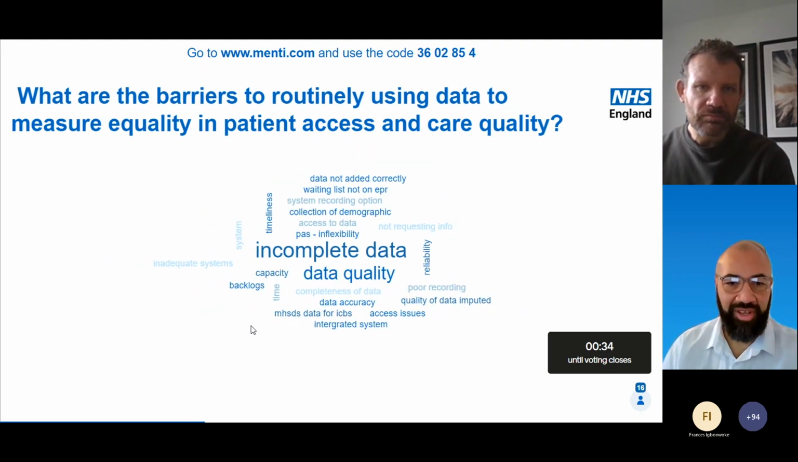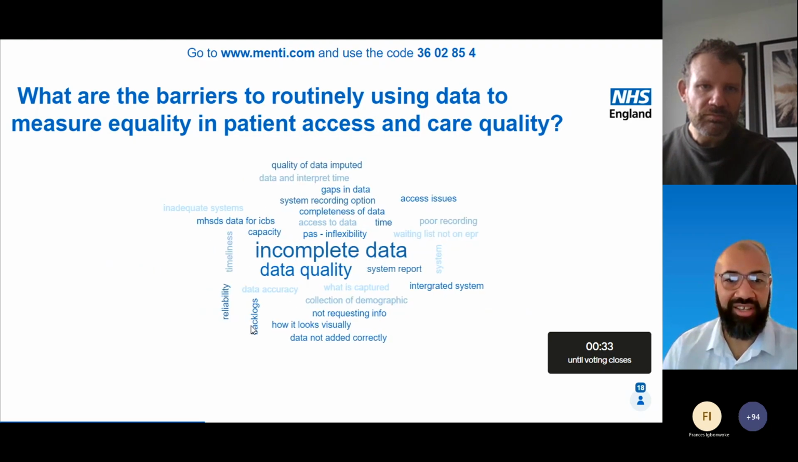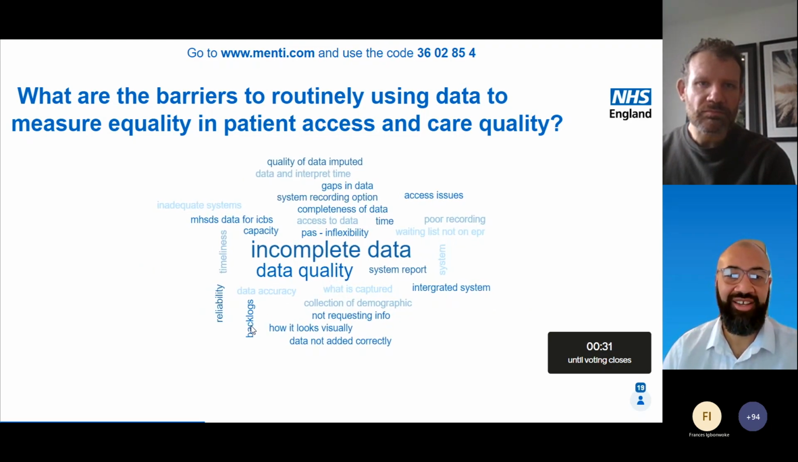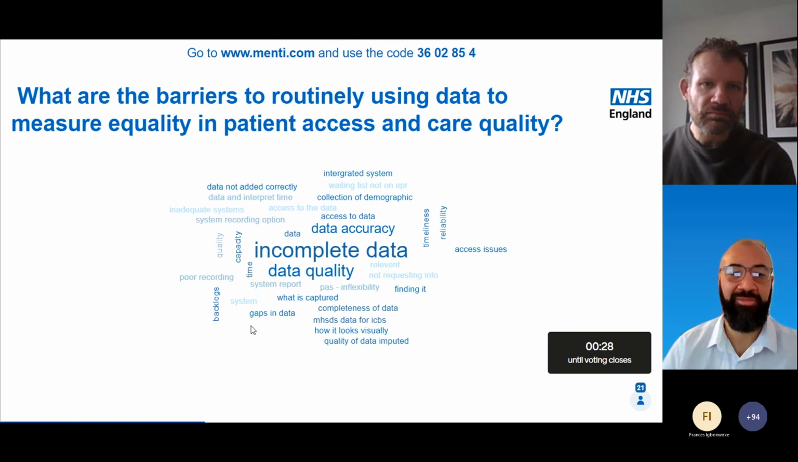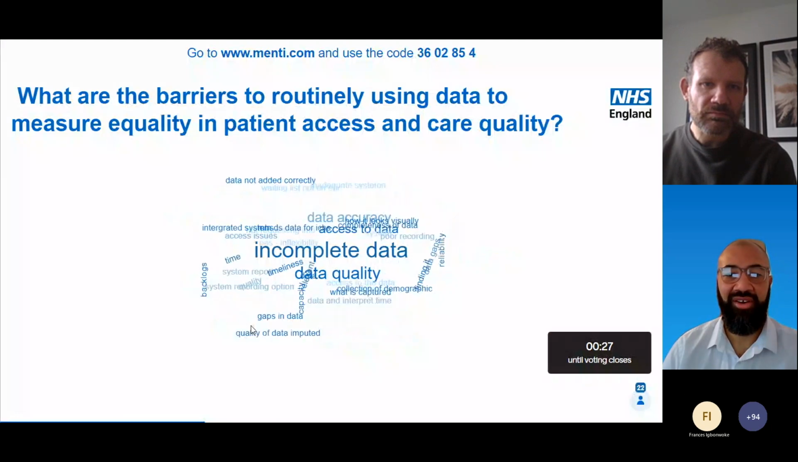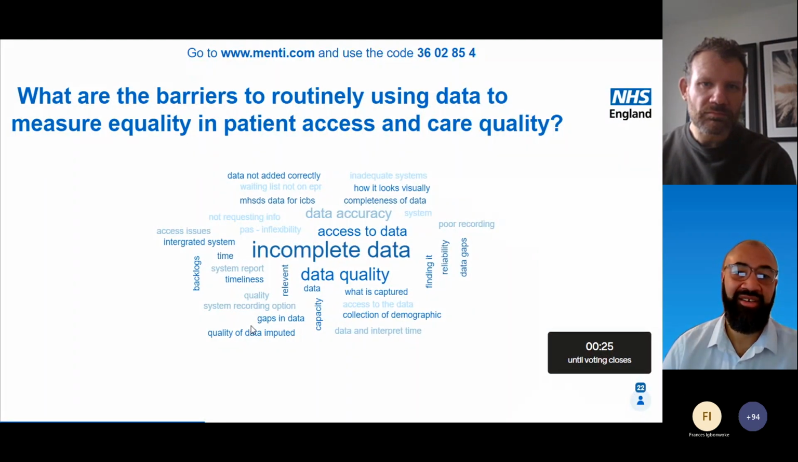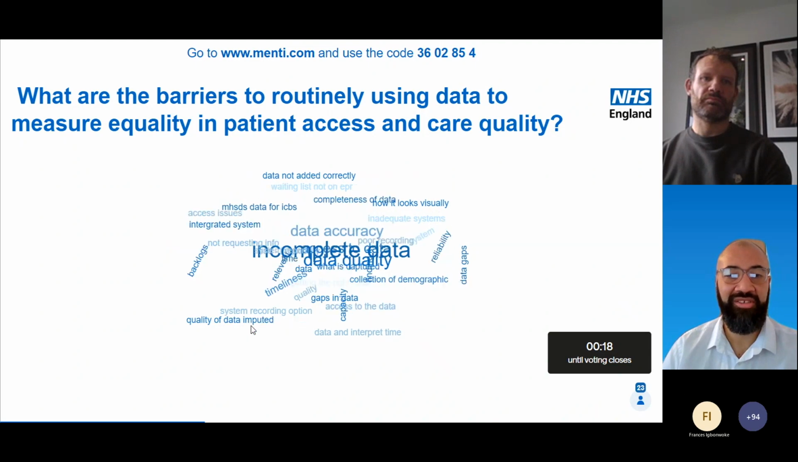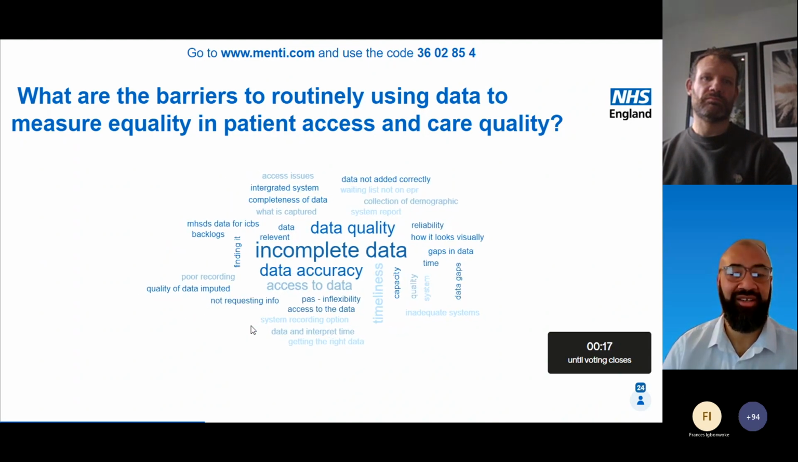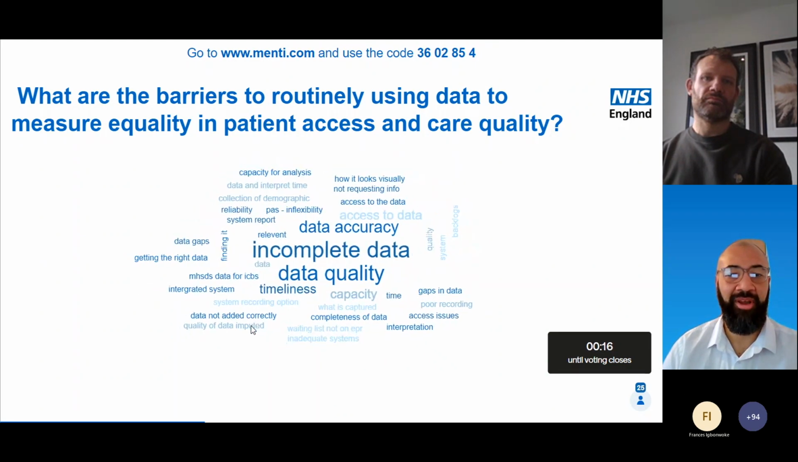Quality of data inputted, MHSDS data, gaps in data, capacity. We can see at the moment people's capacity is stretched, so this may be something that's pushed down. Time, reliability, finding the data as well. So if we can't get good collection points, then that could be an issue as well. Timeliness, so if we're using old data, then that might be a barrier as well to using it.